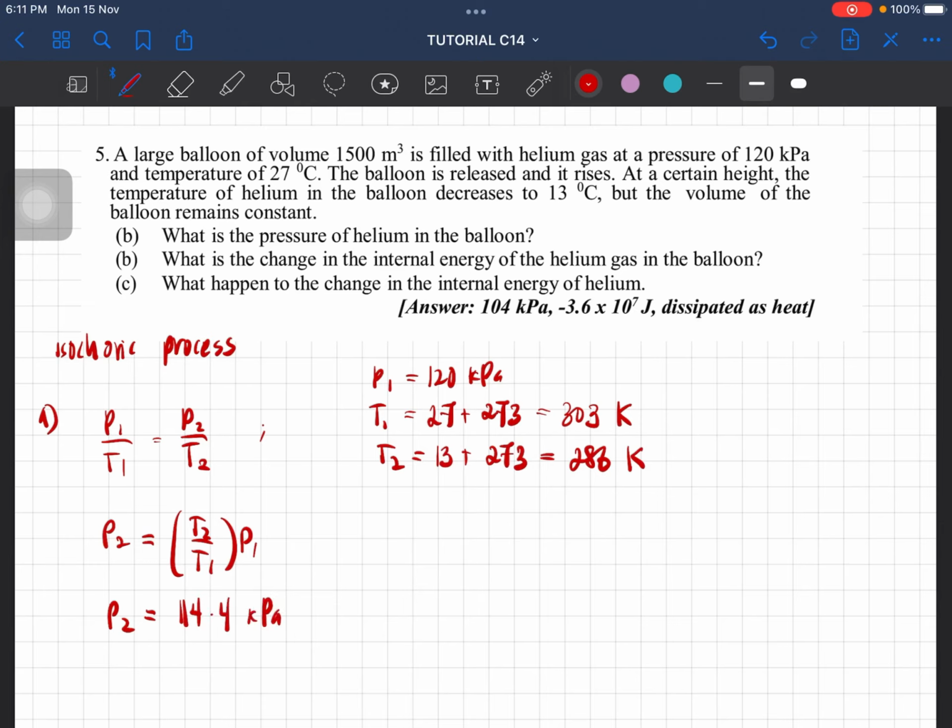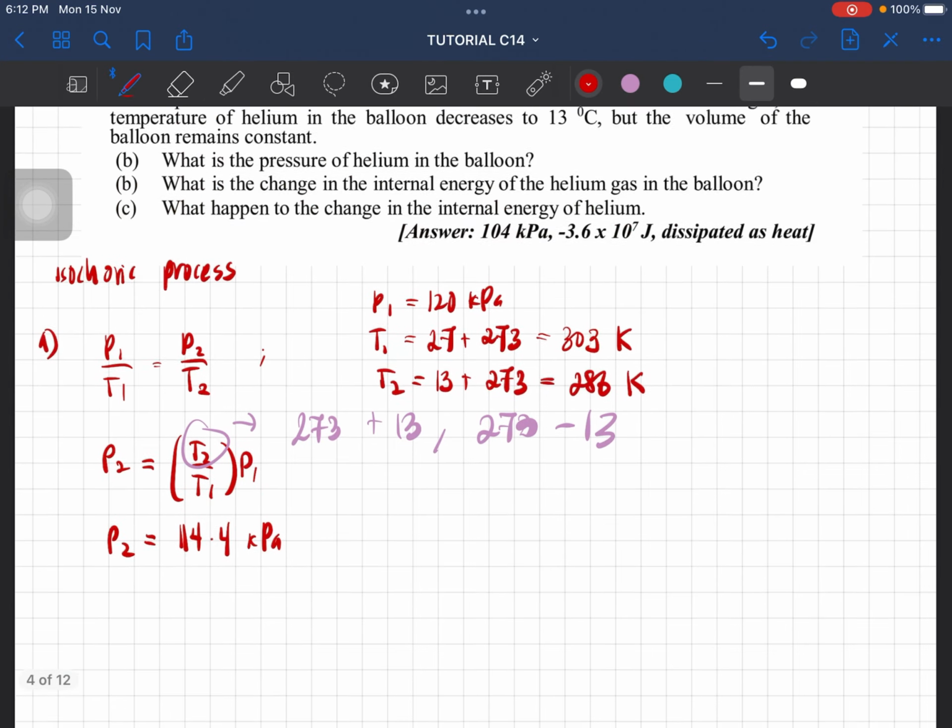kilopascal. Instead of 104, it should be 114.4, because in the answer scheme, instead of 273 plus 13, they did 273 minus 13, which is why I don't think it should be like that, because we are converting it into Kelvin, right? Okay, so that is my answer.